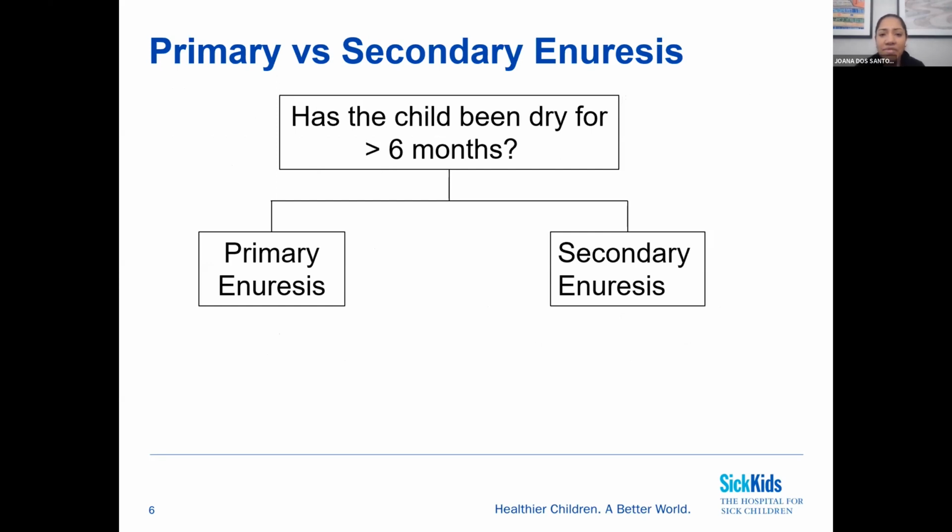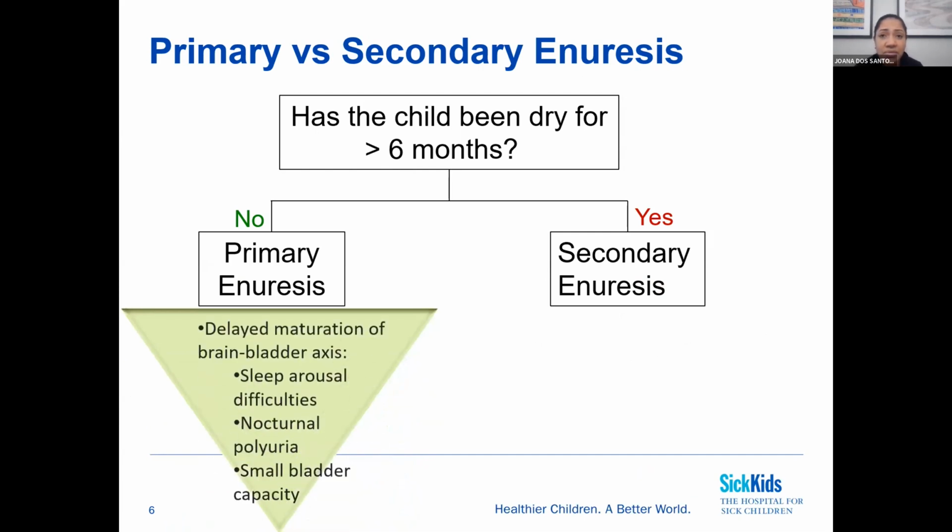In terms of primary versus secondary, we need to ask the question if the child was ever dry for more than 6 months, and if the answer is no, the child has primary enuresis, and we're less concerned. If the answer is yes, the child has been dry for more than 6 months, we start getting concerned with an underlying cause, right?